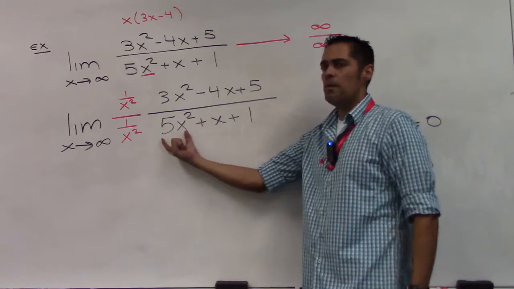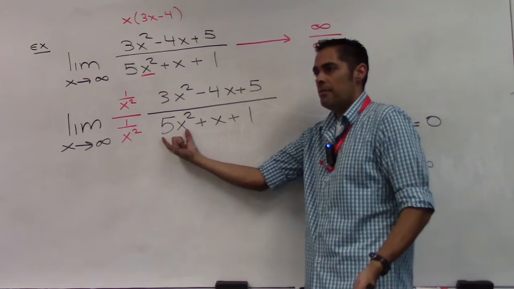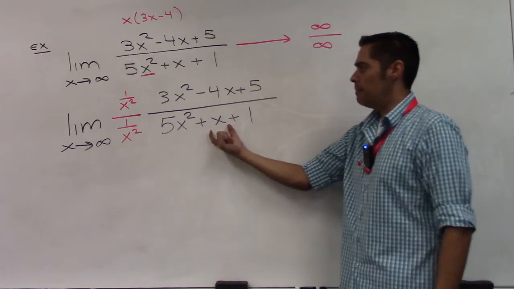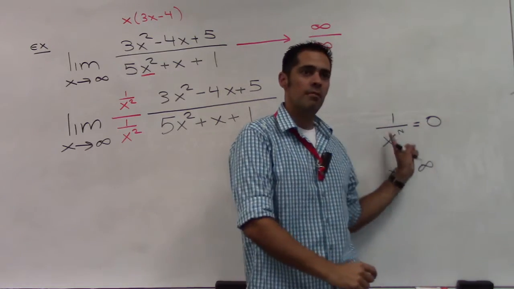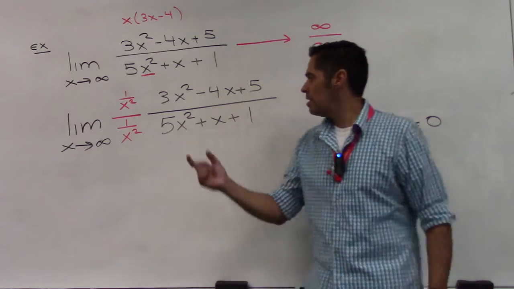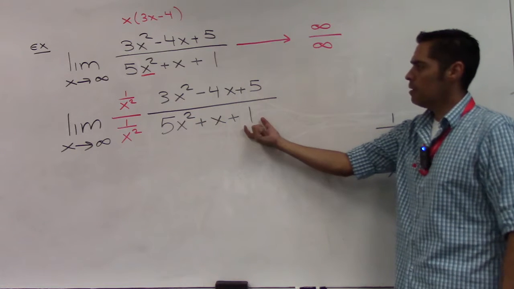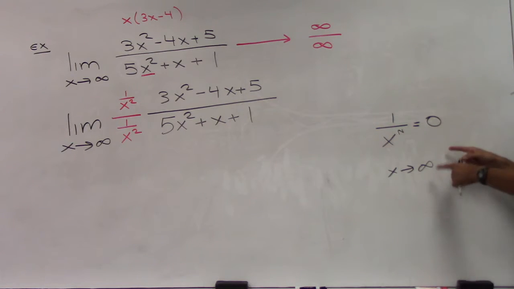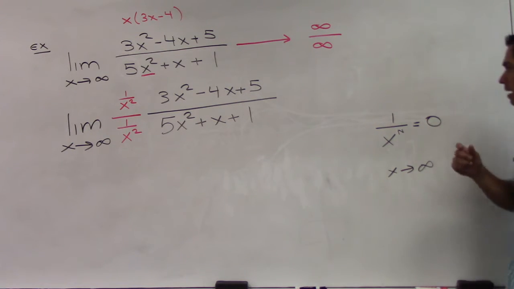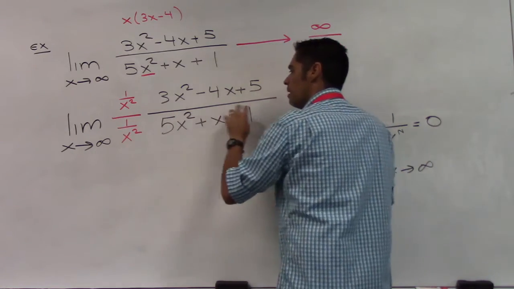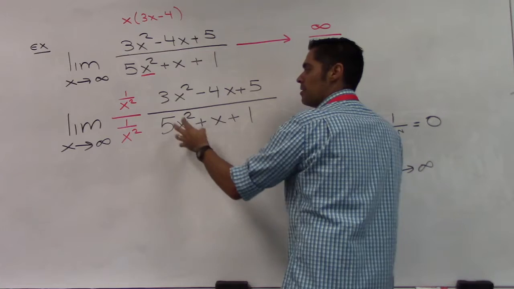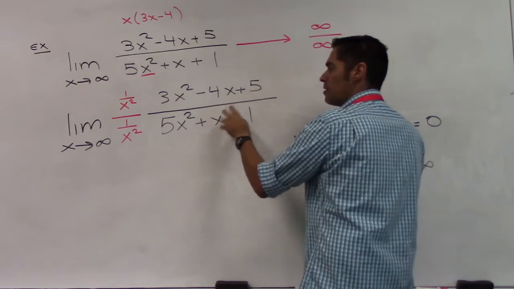What's the first one going to become? Just 5. What is the next one going to become? 1 over x, right? 1 over x. What is the next one going to become? 1 over x squared. Same thing, right? And so I know guaranteed that if I do this, the denominator is going to be a 5, a 1 over x, and a 1 over x squared.